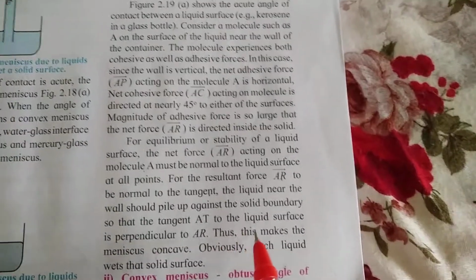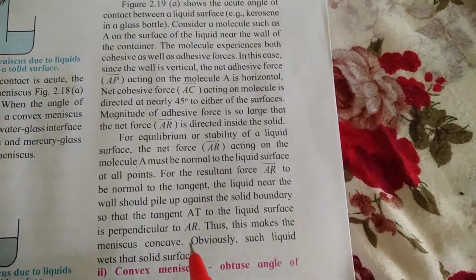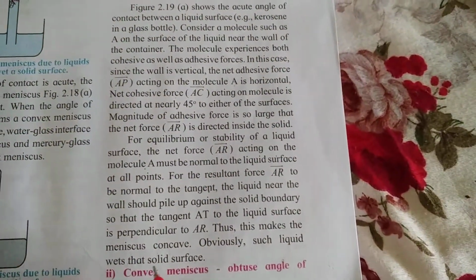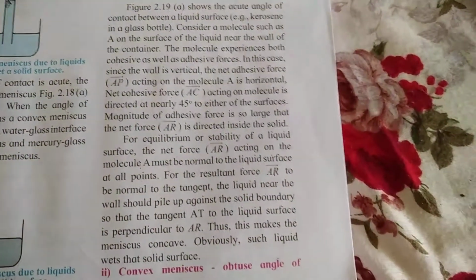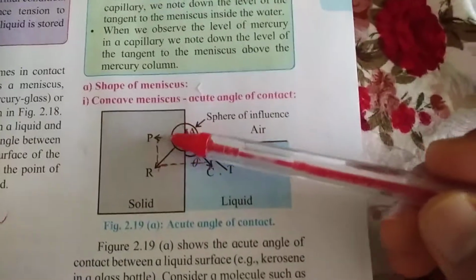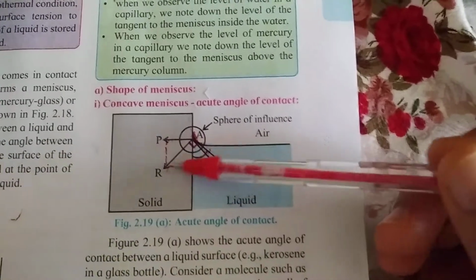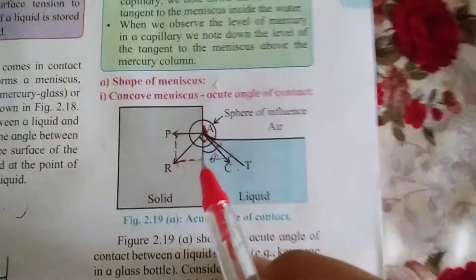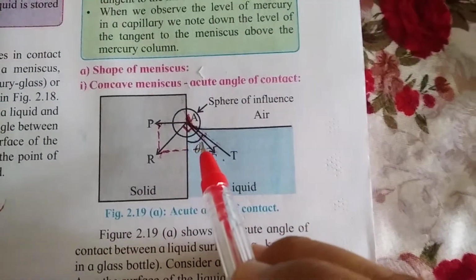So this makes the meniscus concave. Obviously such a liquid wets the solid surface. So this is an example of a concave meniscus. The angle here, you can see, is nothing but an acute angle.